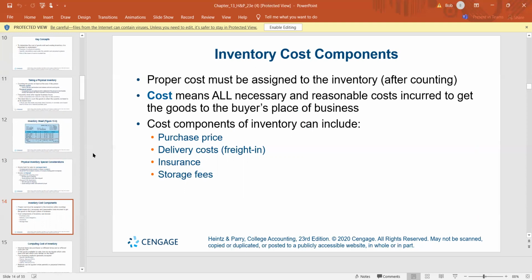And then it cost us $5,000 to bring that oil all the way across the country to our facility. Those delivery costs, that freight, is part of the inventory cost. We had to insure it on the way across the country. That would be part of your inventory cost. And maybe we had to put it temporarily into storage until the quality was verified. That could be part of your inventory cost. There could be a whole bunch of them.